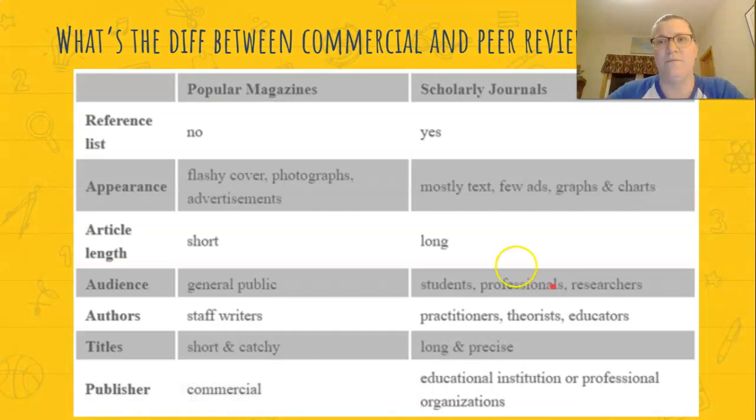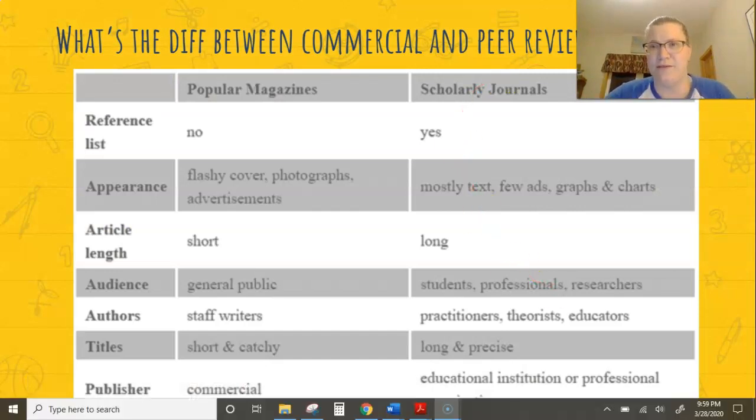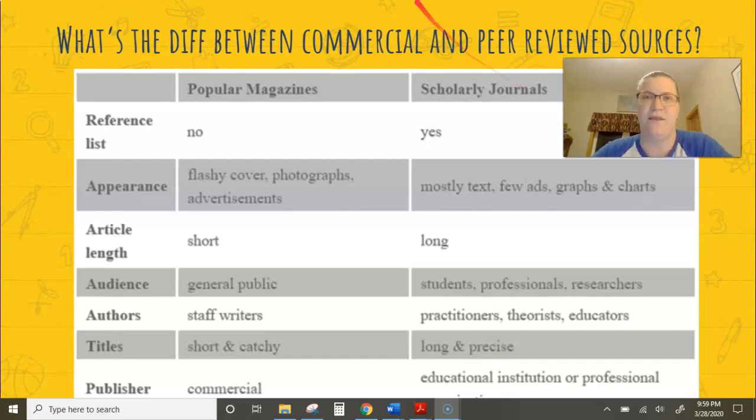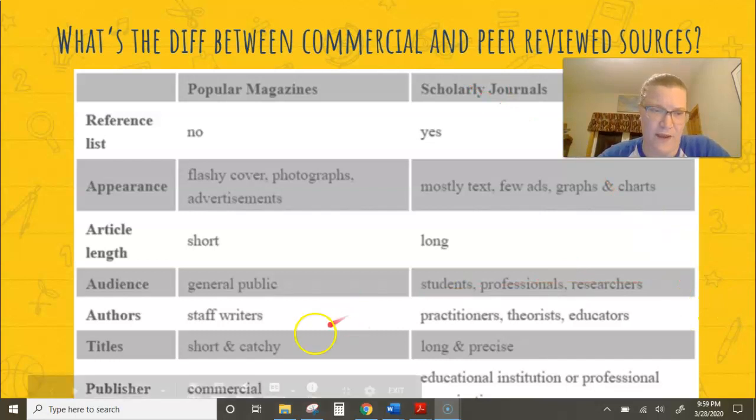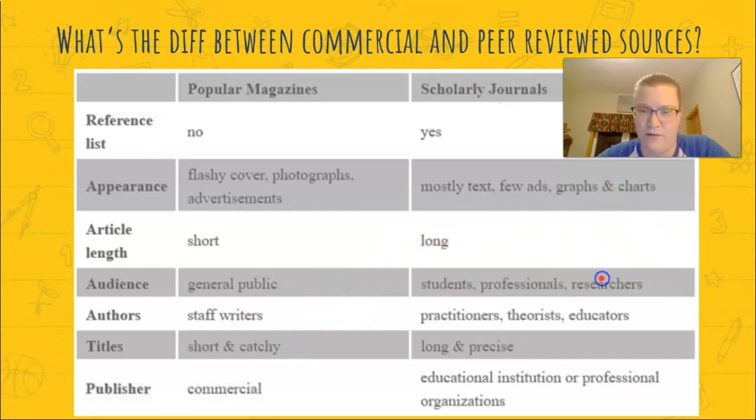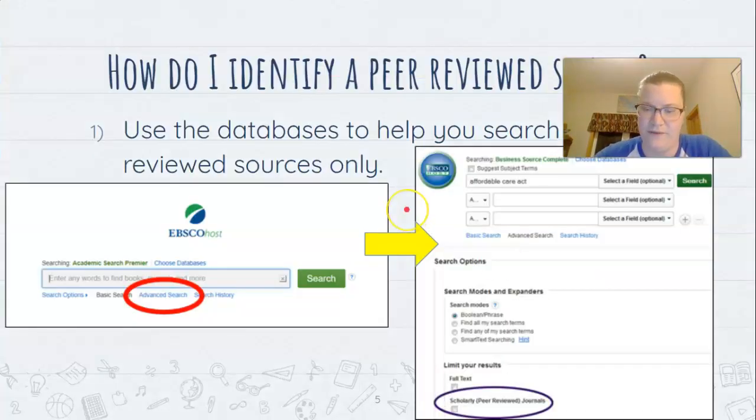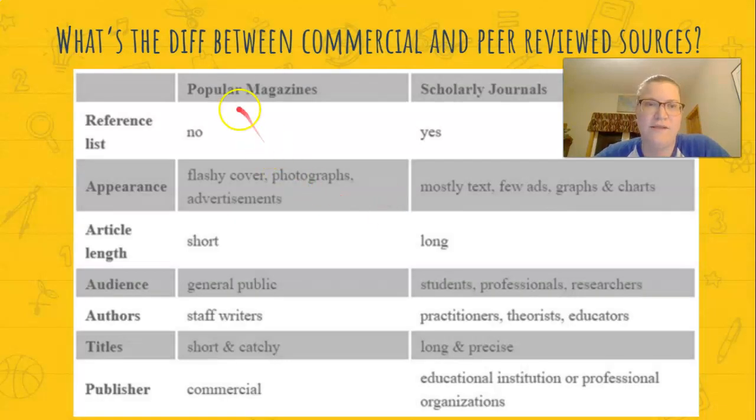So, some students ask, okay, so what's the big deal? What's the difference between a commercial article or a popular magazine or peer-reviewed sources? So this chart here just generally identifies what the typical differences are. And so if you take a look here, a popular magazine is something that you could purchase in an airport, right?